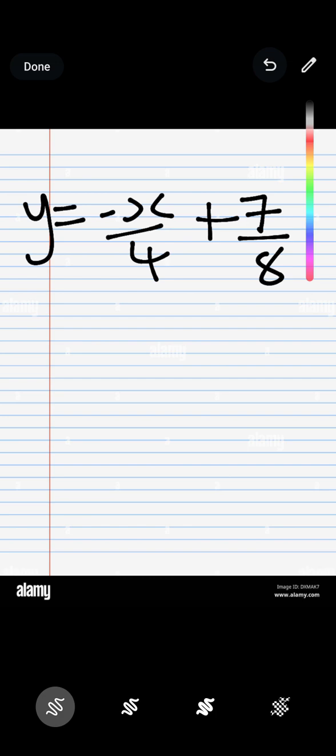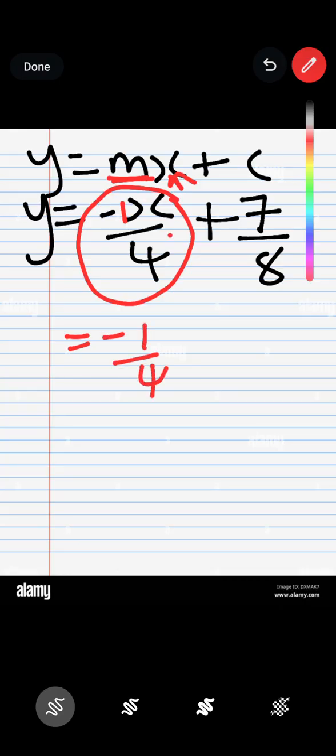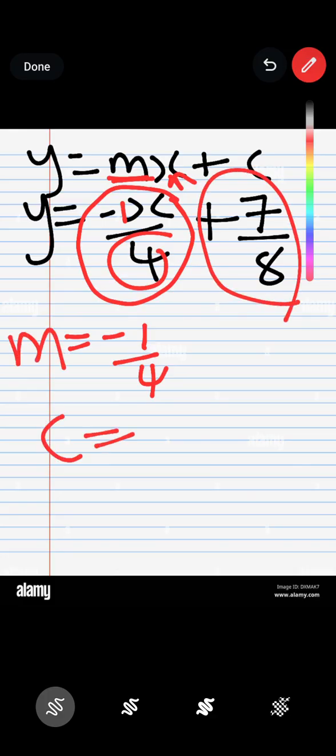Now if we compare with the standard equation of the straight line, we can see that m is the coefficient of x, the number in front of x. What is that number? Remember, there's an invisible 1 here, so it's negative 1 over 4. You have to get even the 4 on the bottom. So this is our m. C is the number that remains here, the 7 over 8.